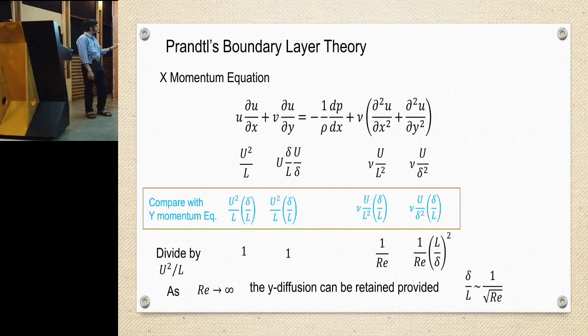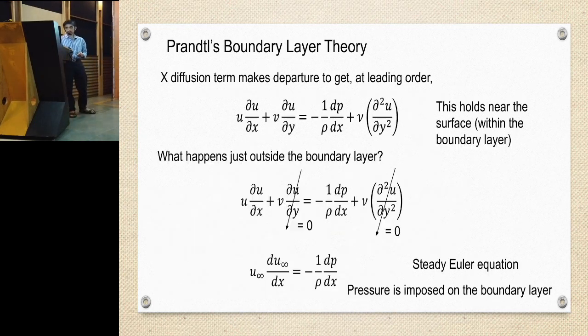So that can be retained. Whereas the x diffusion term is order 0 as Re tends to infinity. So that has to be dropped. So that is the second simplification that you achieve. So in fact, you can write the dp dx term as total derivative, and you can drop the streamwise diffusion term here. Okay.